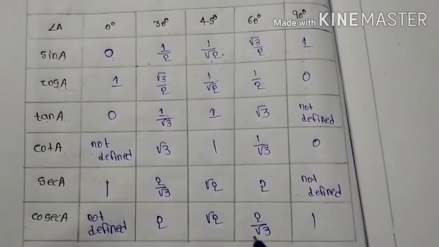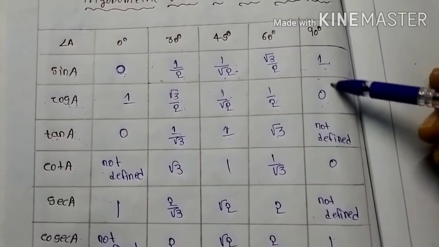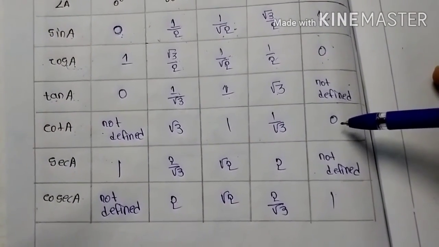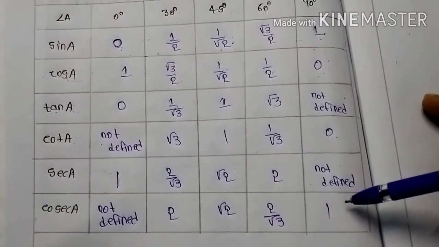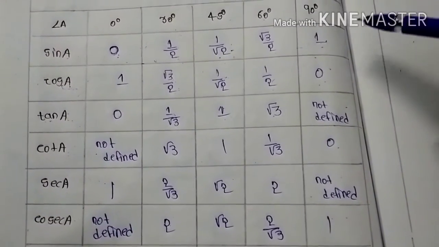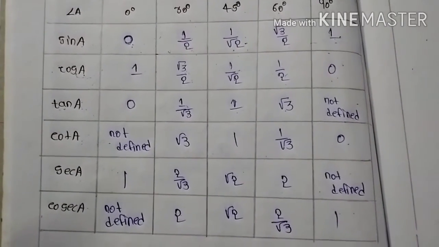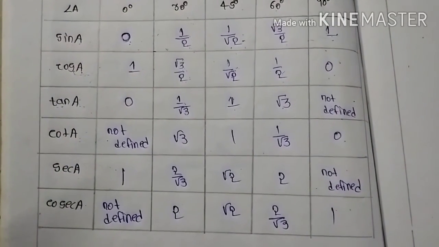See here, if you know the first three ratios, sine, cos, tan, you need not remember cot, sec, cosec A. You can try to remember these values, which are very, very helpful in our exercise 11.2.